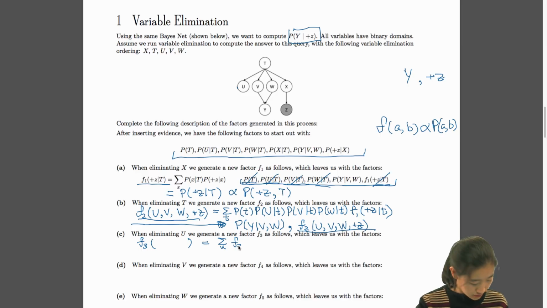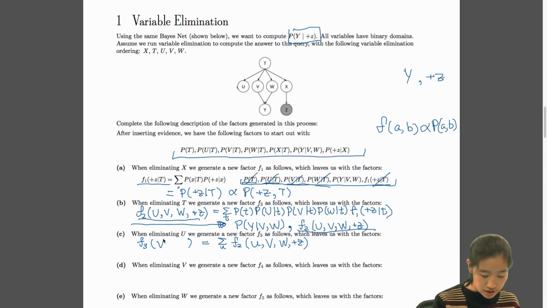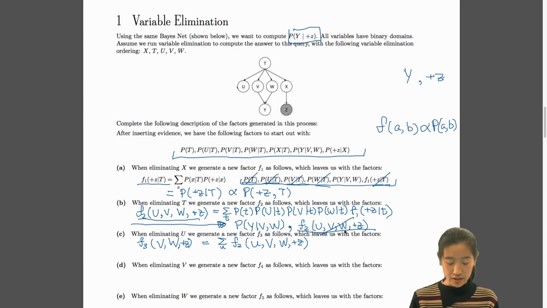So factor 2, consisting of u, v, w, and plus c. So now that we have this, we can see that the ones that are not u are going to be v, w, and plus c. And we get to create a new factor from this one, so we can get rid of that.